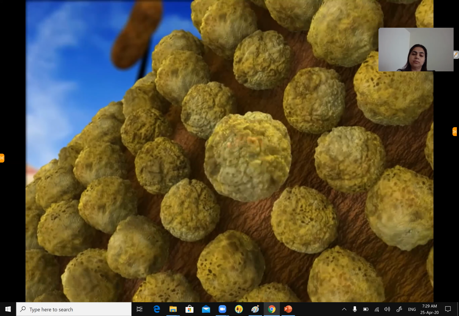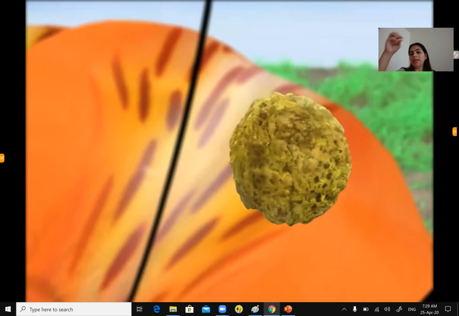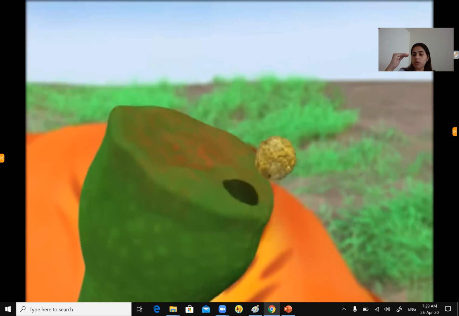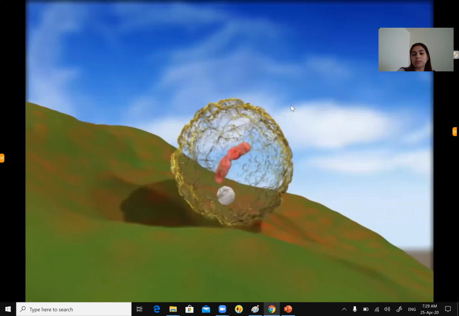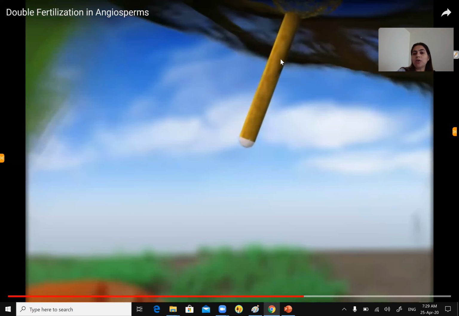To reach the embryo sac, a pollen grain must land on the stigma. Pollination is when pollen lands on a stigma. So the first step of the formation of the seed is pollination. Once landed, it begins to germinate. The tube cell forms a long structure. This is the first part of the pollen tube nucleus.